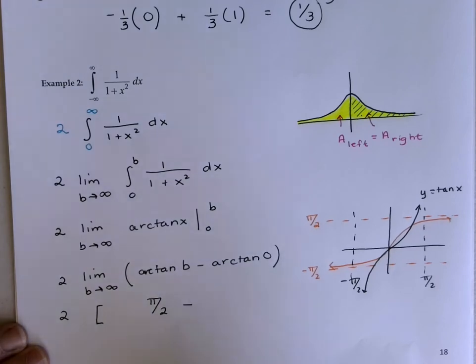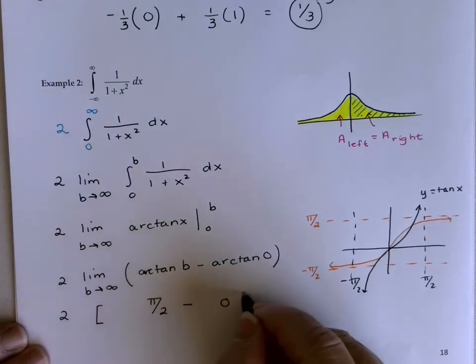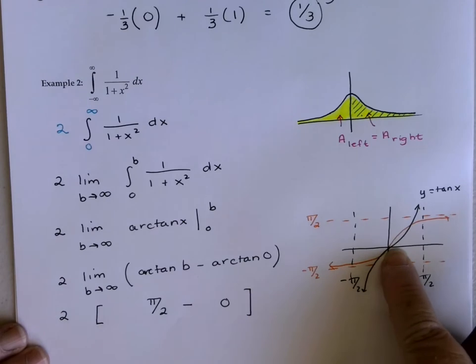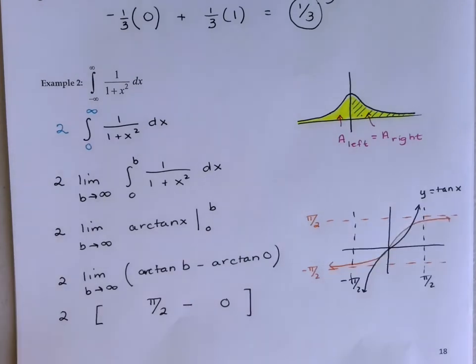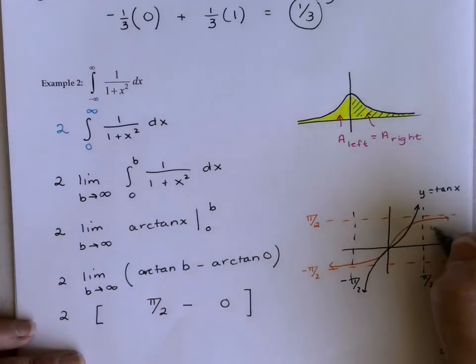And the arctangent of 0, either you know or you can use your calculator, is 0. If you look at the graph here, my orange graph, the arctangent is 0. The orange one is y equals arctangent x.